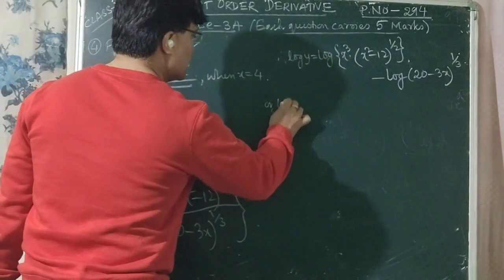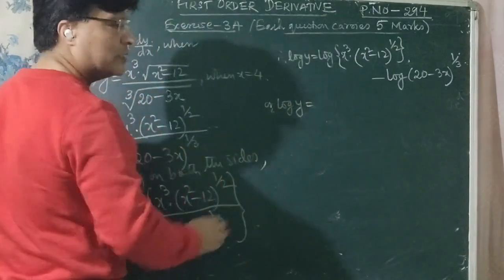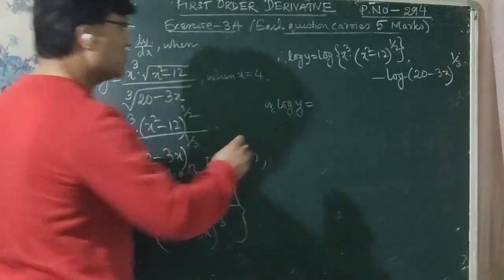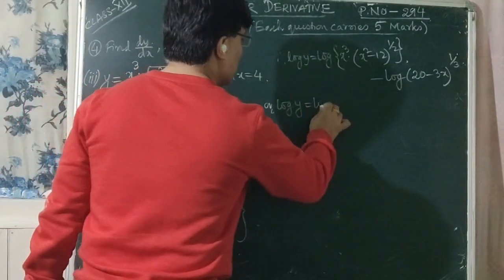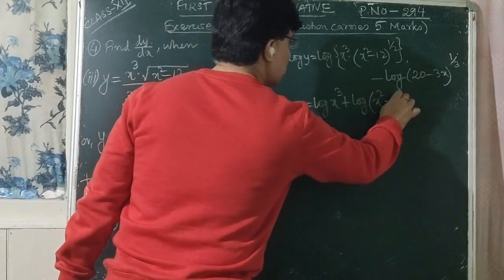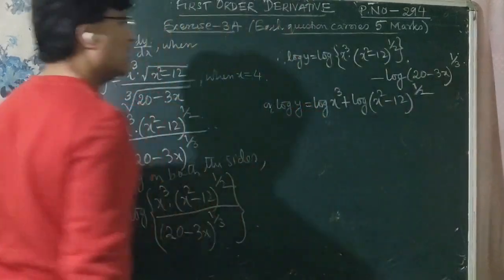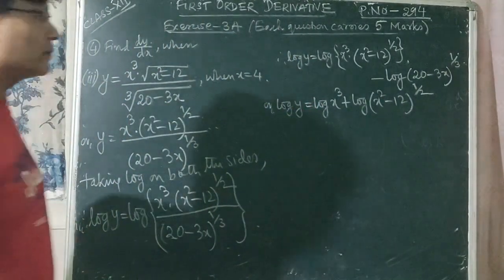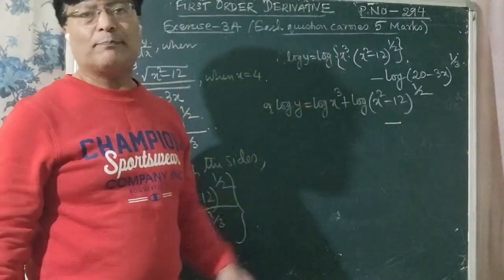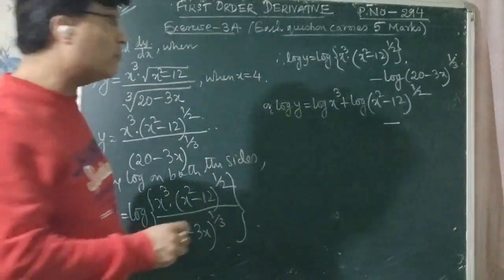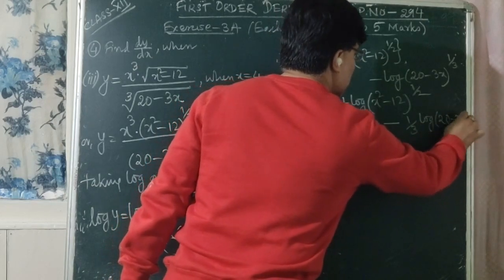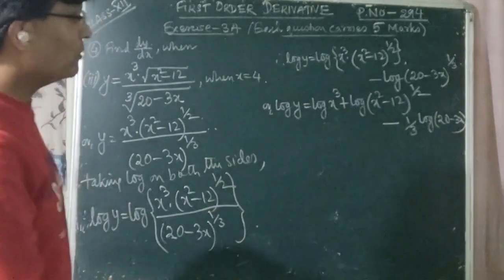So our log y is equal to, again this is log of ab form. Logarithm of the product of two numbers is equal to the sum of their logarithms. That is, it will be log x cube, that is log a, plus what is log b? Log of x square minus 12 whole to the power half. Then here minus sign is there. Now this 1/3 power becomes the coefficient. That is 1 upon 3 log of 20 minus 3x.